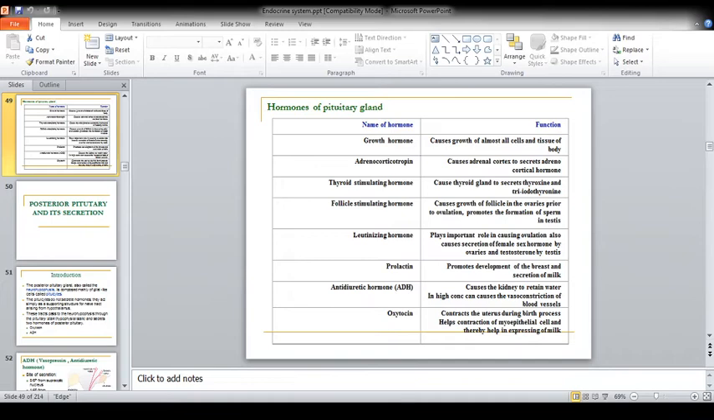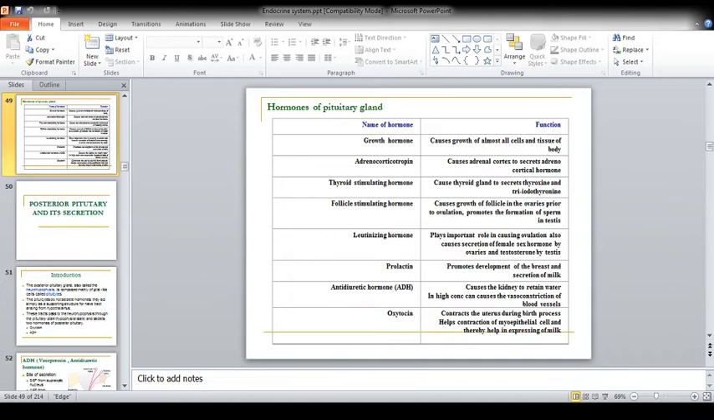Then there are lactotroph cells in the pituitary which release prolactin. Prolactin is a hormone that promotes the development of the breast and secretion of milk in females. There is a benign tumor of these lactotrophs that is known as prolactinoma. It is a benign tumor of the pituitary in which there is increased production of prolactin. If this condition occurs in males, it causes improper or increased development of breast in males.